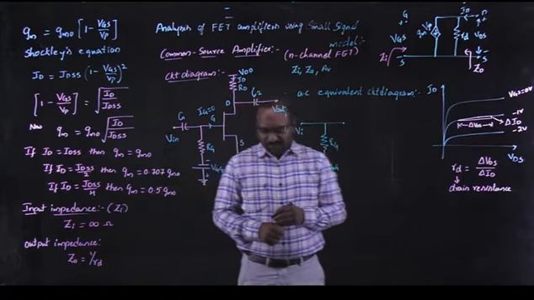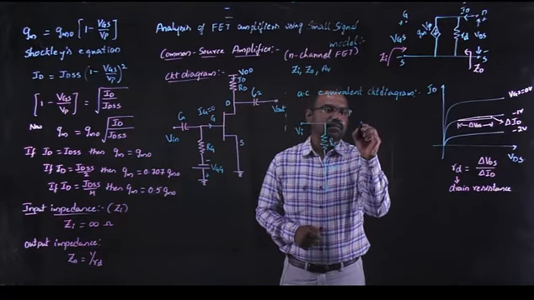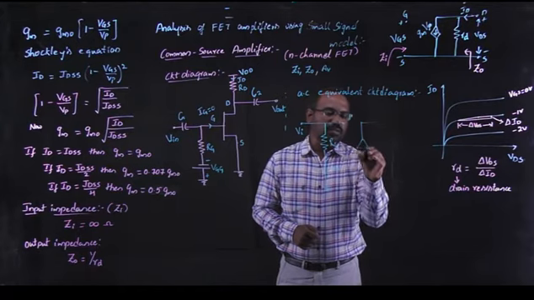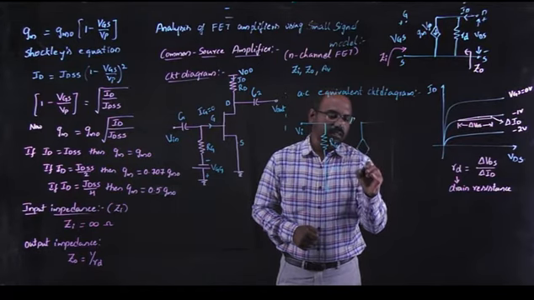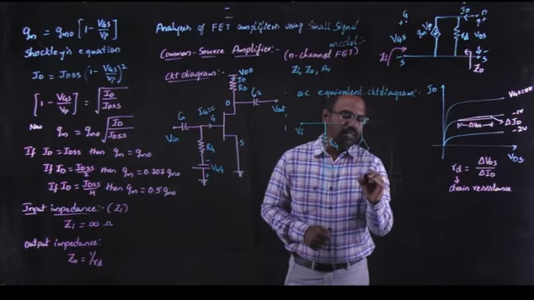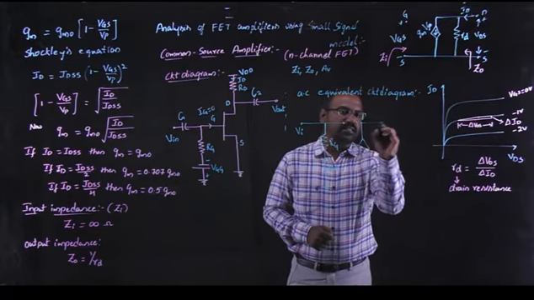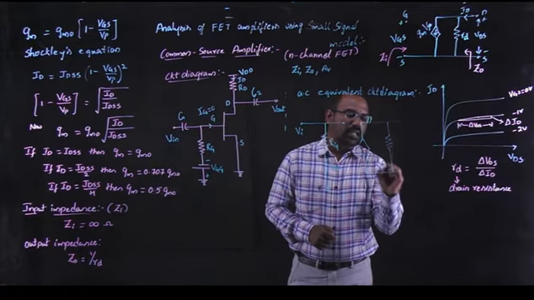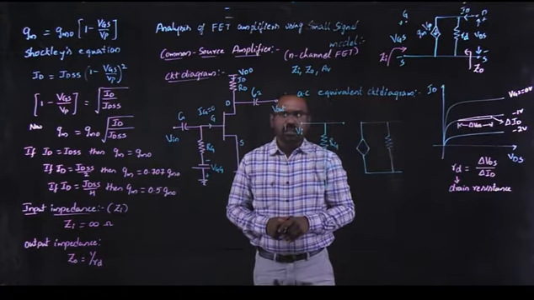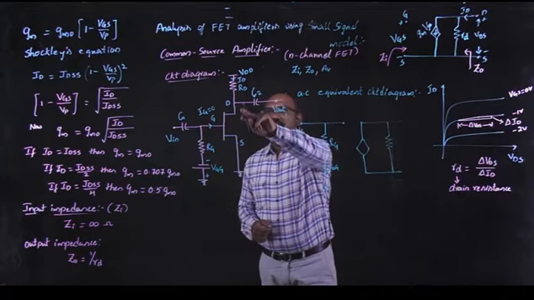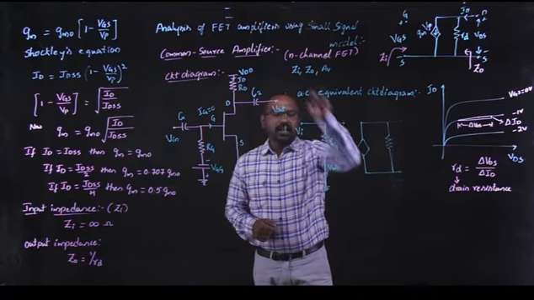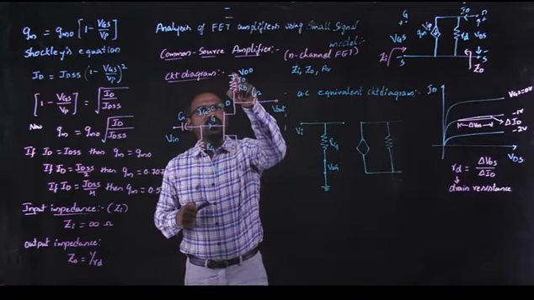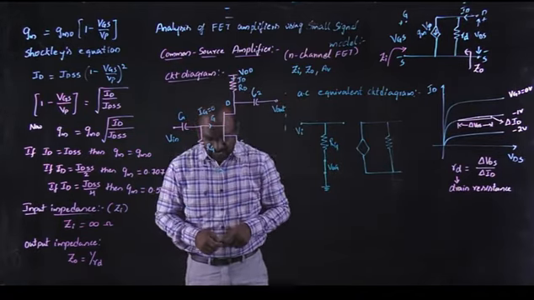Right? And from the output side, first I am going to have a current source. That current source value is gm VGS, followed by a resistance parallel to it, rd. And between drain and the ground terminal, I am having RD here. What I have to do? I have to short circuit this VDD also.